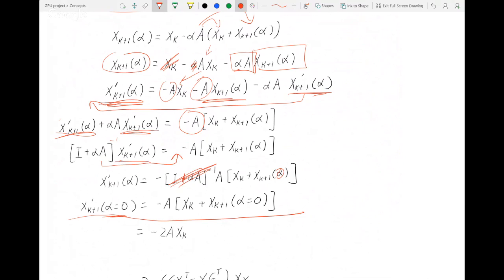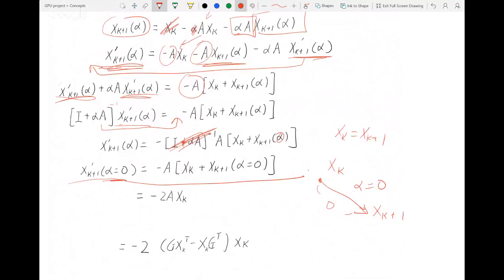That was quite a bit of math. Now, if we have xk, and with some step length, we go to xk plus 1. Now, if alpha is equal to 0, it means this distance is equal to 0, implying that xk is actually equal to xk plus 1. That's how I got the 2, xk.